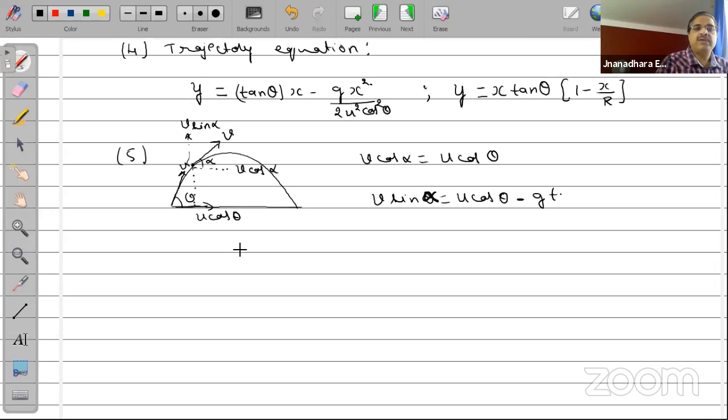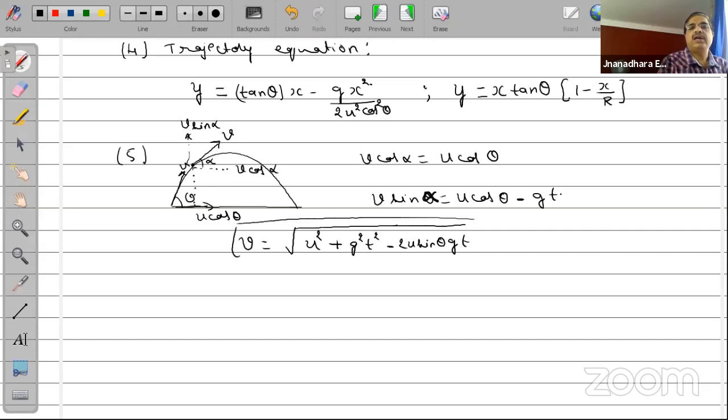At any instant of time, the velocity of the projectile will be given by V square equal to V square cos square alpha plus V square sin square alpha. You can show that this will be equal to U square plus G square T square minus 2U sin theta into GT. So this is what we can show the velocity at any instant of time to be. Remember these two ideas. That should be good enough to solve the problems on ground-to-ground projectile. That is what I have done here.